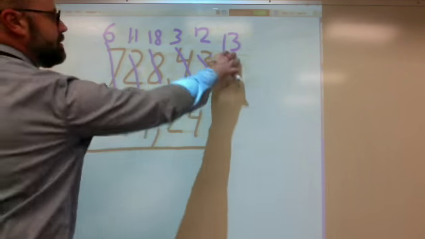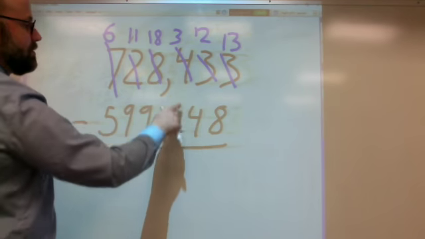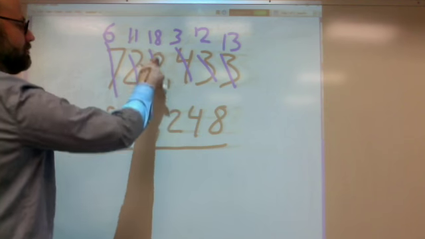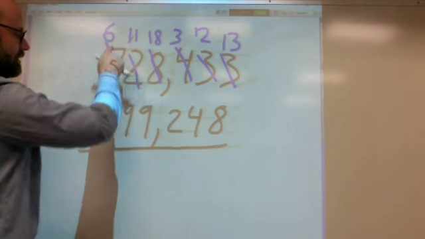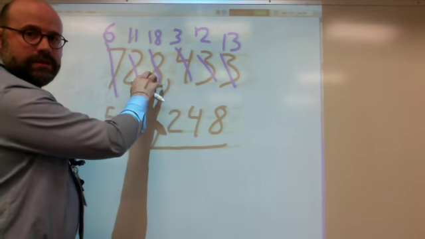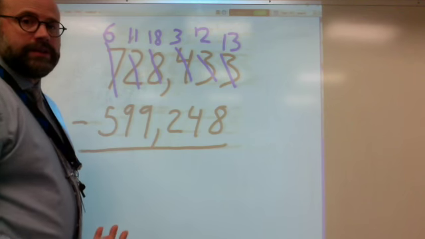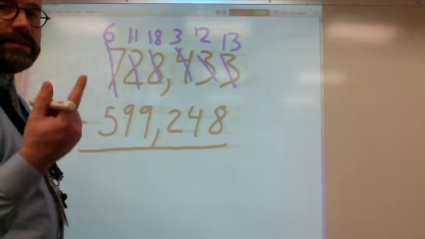Now I can do 13 minus 8. I can do 12 minus 4. I can do 3 minus 2. I can do 18 minus 9. I can do 11 minus 9. And I can do 6 minus 5. I have bigger numbers on top. That makes my life a whole heck of a lot easier, right? Okay, well, let's subtract this.